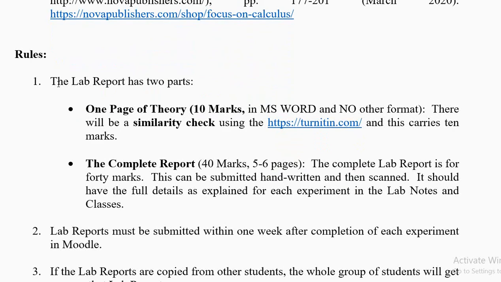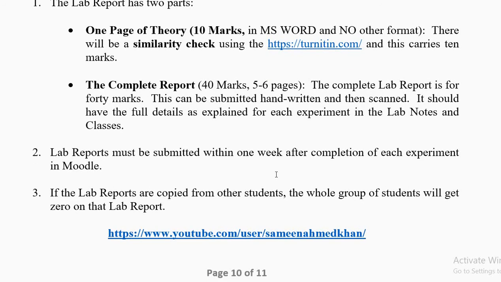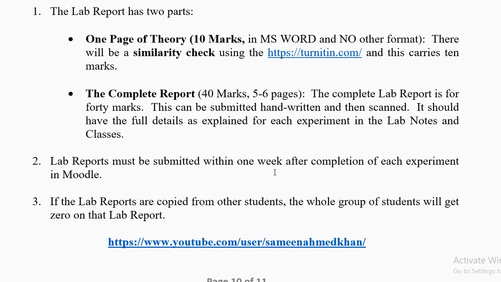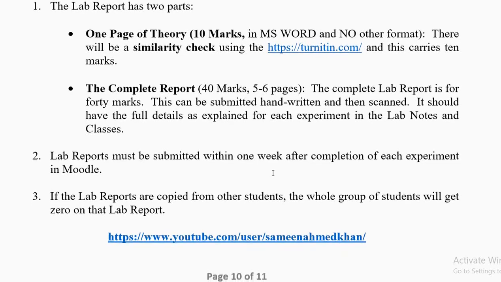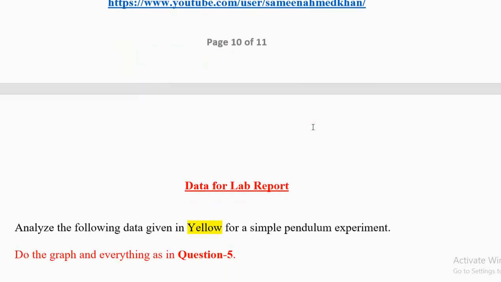Then you have to submit 2 lab reports for 1 experiment: a 1 page theory, 10 marks, in Word and no other format. We'll be using turnitin.com to check it. The complete report is for 40 marks, 5 to 6 pages with graphs and everything. Just follow question number 5. We have done question number 5 2 times with 2 different sets of data. Then submit the lab report in Moodle as soon as possible. 1 week is sufficient to do it. I'll give you extra time.